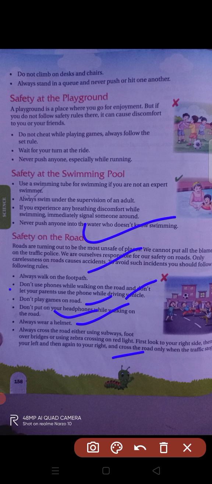So if you don't know how to cross the road, you just take the help of any elders present there. Okay, so somewhere you can see some elders, you just ask them, can you please help me to cross the road? Okay, so if you ask like this, nothing will happen, you just ask them and take their help.